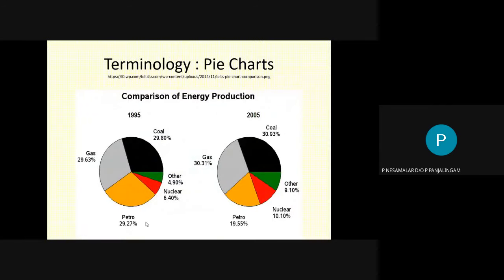Now, here you have two pie charts. One is in 1995, one is in 2005. Now, these pie charts are dynamic pie charts because you can see changes in the percentages between the 2 years given. Now, there's no key here. You only have different colors for the different segments, but the names of the items are given outside the pie charts.